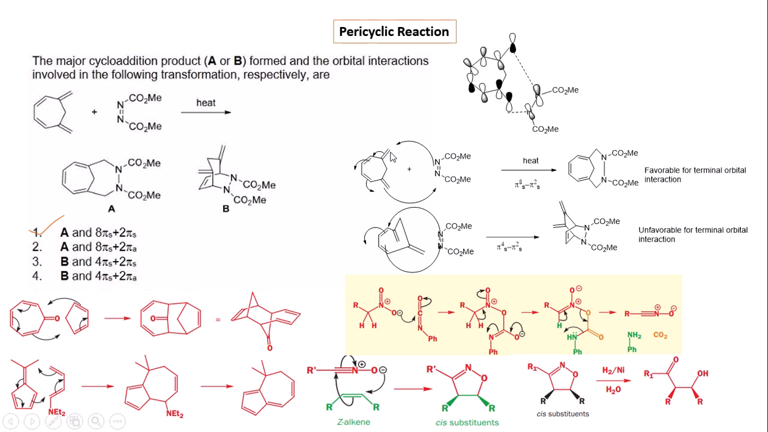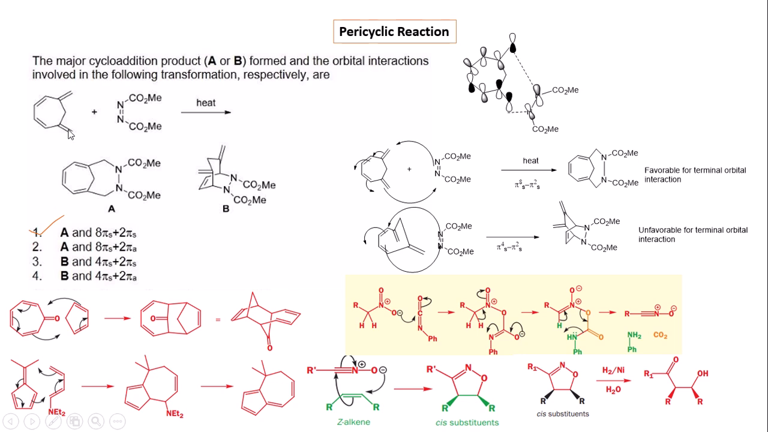Here the terminal orbital interaction gives the bicyclic system, and the internal orbital interaction gives a different type of bicyclic compound. But the favorable interaction is the frontier orbital interaction by the suprafacial interaction, to give the product A.